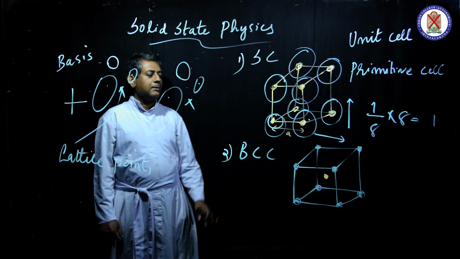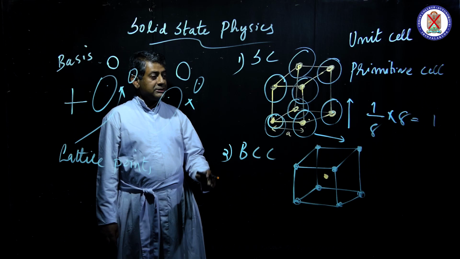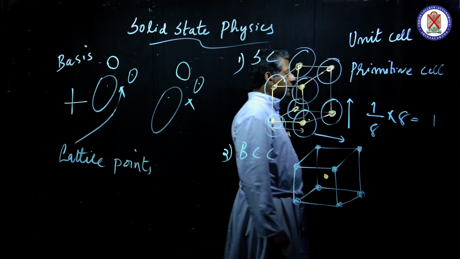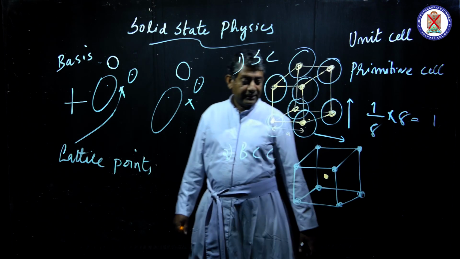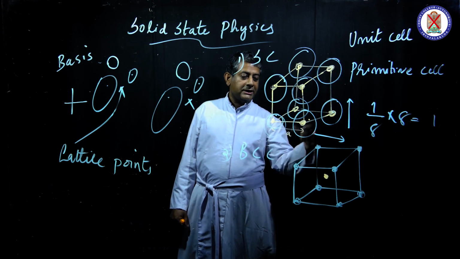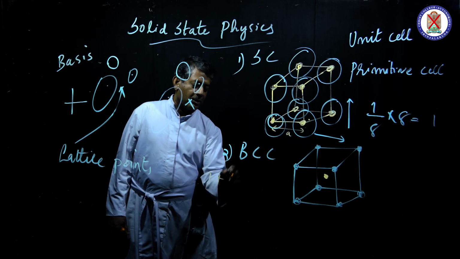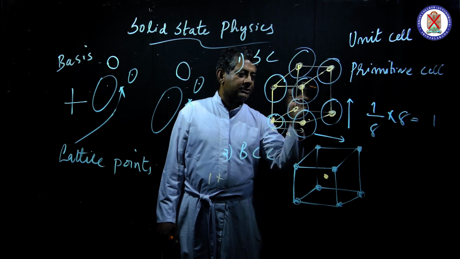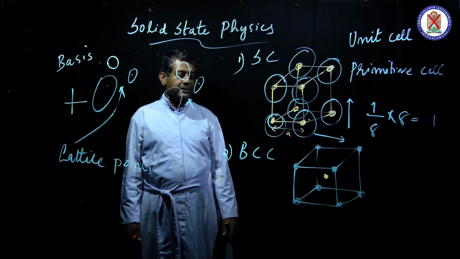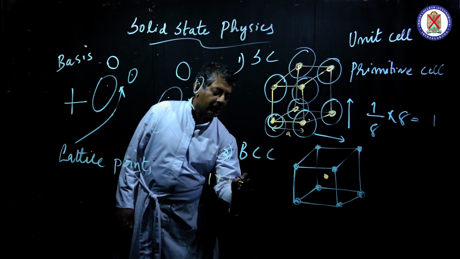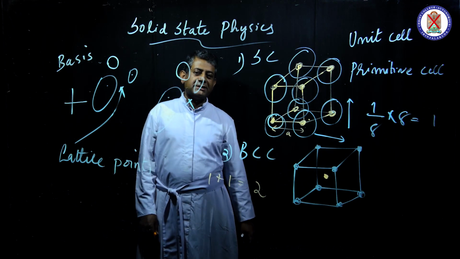So this is called the body-centered cubic structure. The question is, how many lattice points are inside this BCC structure? One is fully inside this one. So it is 1 plus all these 8 corners constitute and make 1, as explained before in the case of a simple cube. So 1 plus 1 gives us 2 lattice points inside the BCC structure.